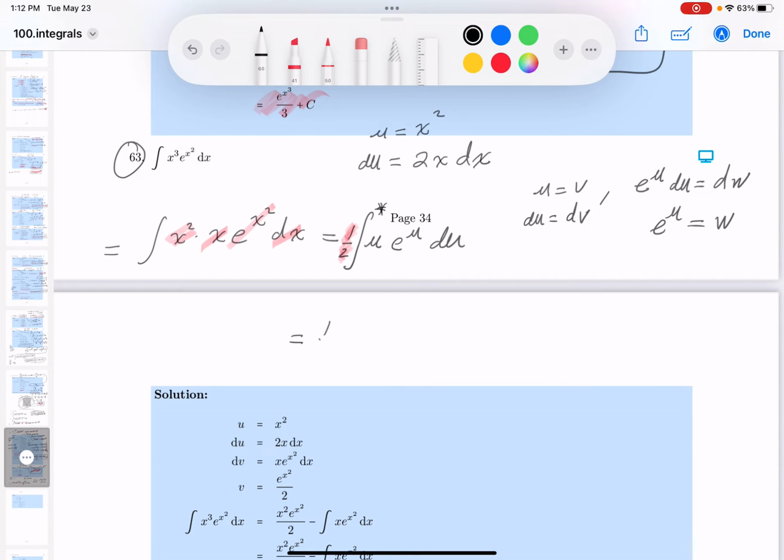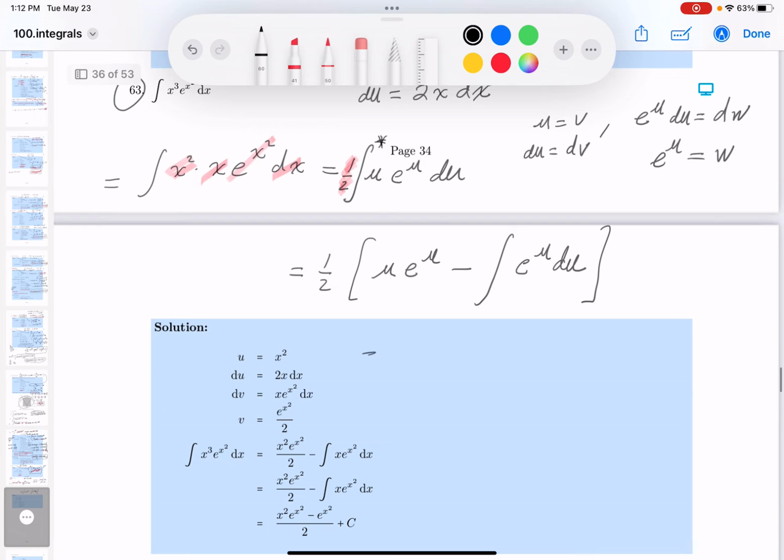I'll put this down over here, and I'm going to do the integration by parts. So it's going to be u e to the u minus e to the u du. Now, that's not so bad. Well, let's keep moving along. What do you get over here? 1/2 u e to the u minus e to the u plus some constant of integration.